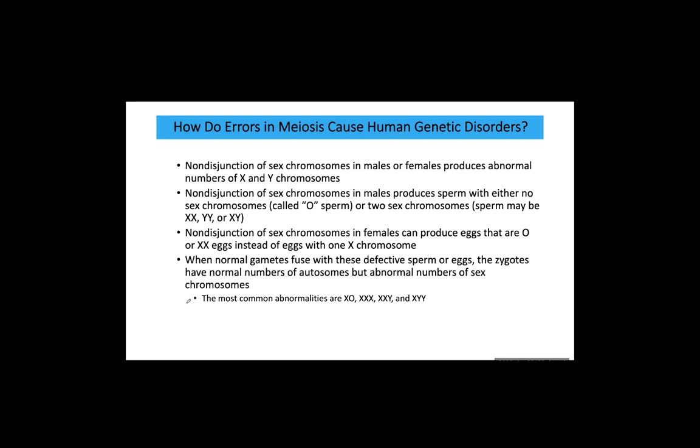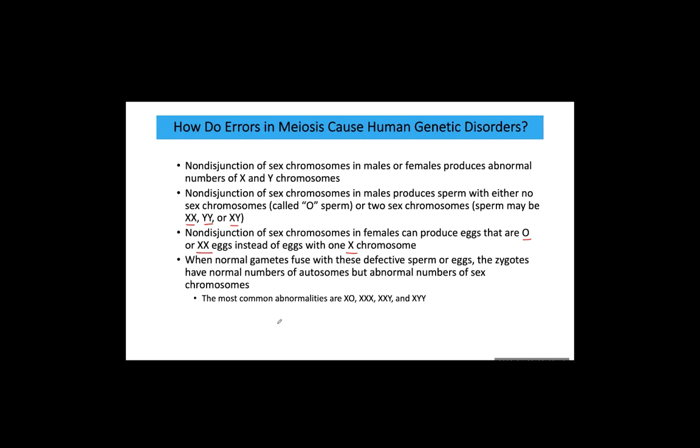So non-disjunction of a sex chromosome in males produces sperm with no sex chromosome. We indicate this as O, the letter O. Okay? Or two sex chromosomes. Sperm might have XX, YY, or XY. Okay? Sperm is supposed to have either one X or one Y, but sometimes the sperm can have XX, XY, YY too. So non-disjunction of a sex chromosome in females can produce eggs that have no X chromosome, or XX chromosomes instead of one X chromosome.